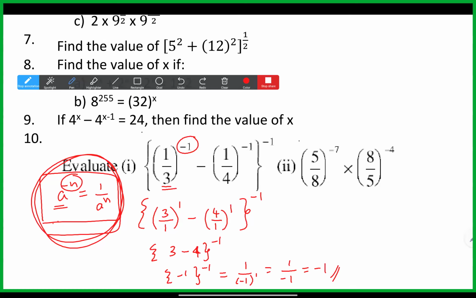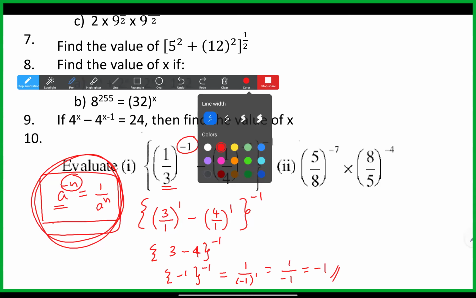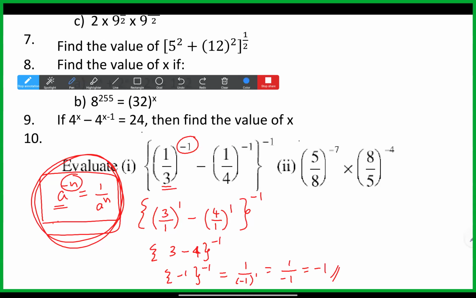Shall I go to the second one? Any doubt in this? No, sir. So here, students will do one mistake. In this particular one, they write this minus one also as positive one. That is wrong. Only the power will become positive. Suppose if it is negative, that will become positive. If it is positive, that will become negative. But the base sign will not change. The base sign is negative, that should be written as it is. Students are changing that also. If it is plus 2, it should be plus 2 only. If it is minus 2, then also minus 2. The base we should not change.